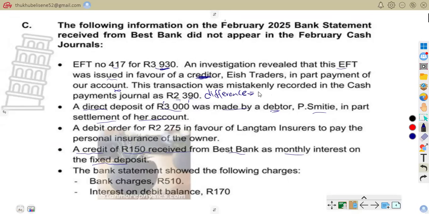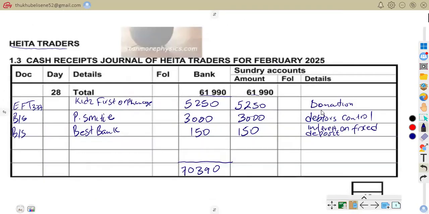So meaning to say, we are going to say 3,930 minus 2,390. So it will give us how much? It will give us 1,540. So we are going to add that difference on our cash payment journal because it was incorrectly recorded as 2,390, whereas it was supposed to be 3,930. So we have to add this difference that is short. So now we go to our cash payment journal.